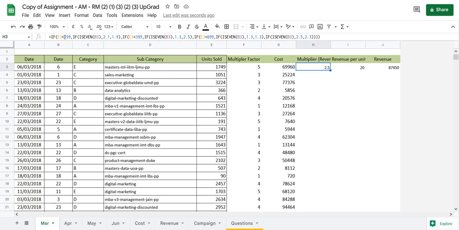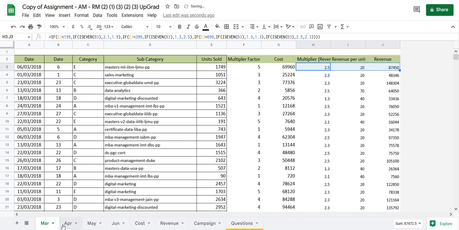an if condition. It is saying that if E3, meaning units sold, is less than 199 and if the date is even, then we will use 2.1, otherwise 1.9. If that particular E3 is less than 399 and the date is even, then 1.3, otherwise 2.5, right? Similarly, based on the condition, I have used if statements. So I'll just autofill this particular column so that it will be easy.